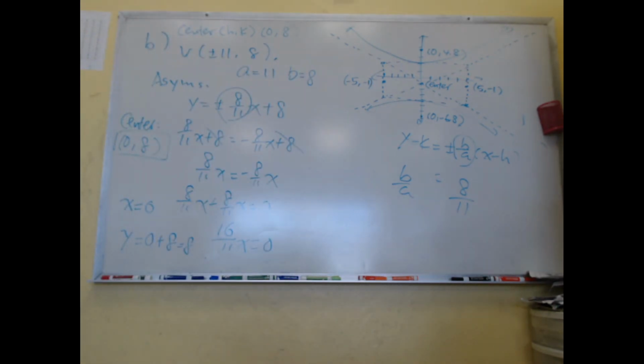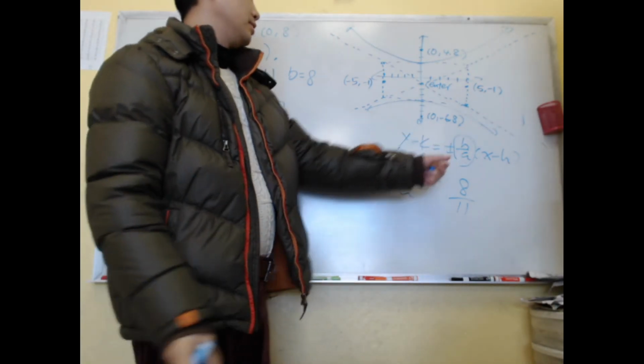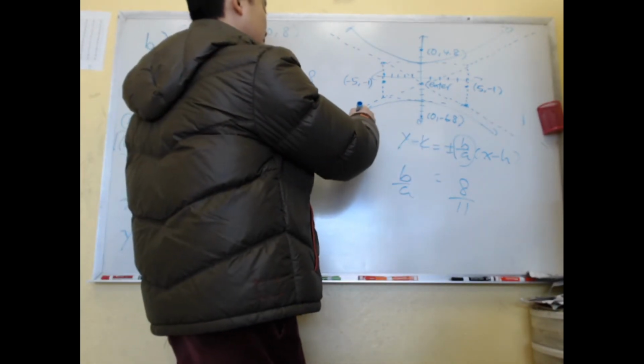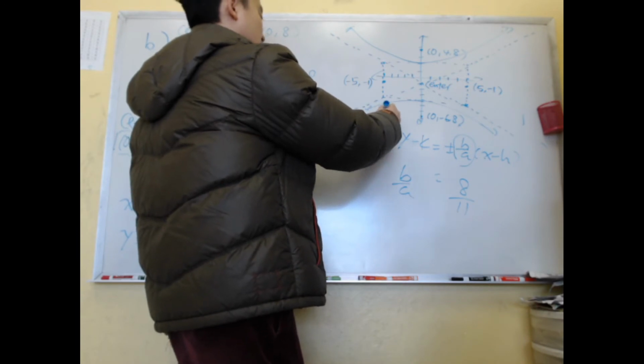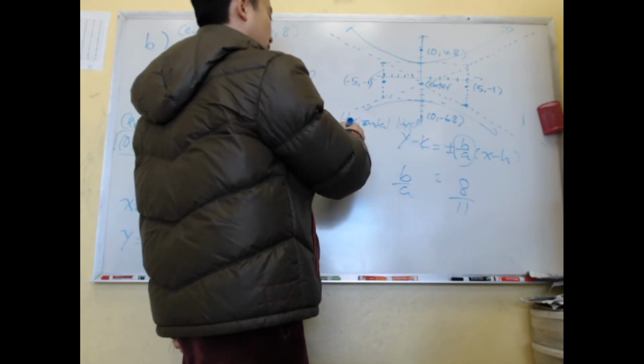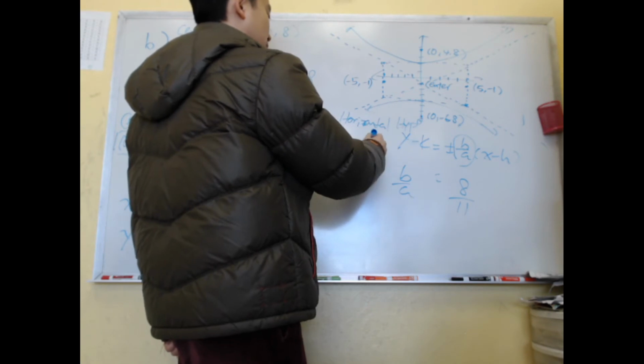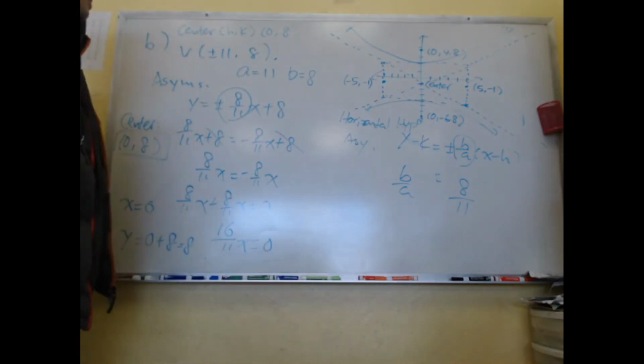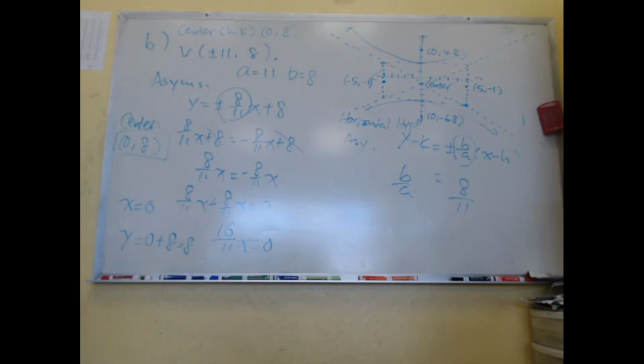Right? Yeah? Again, it's all about the comparison. So this one is for the horizontal hyperbola, and that's just the slant asymptote formula. So now we got a, we got b, we got the vertices. So now can we write the equation of this hyperbola? x minus h quantity squared over a squared, right?